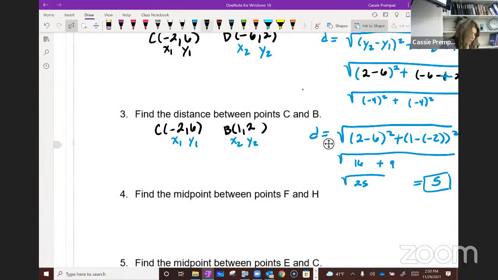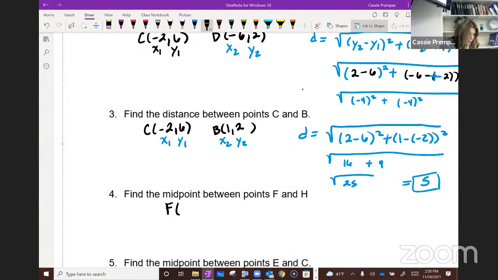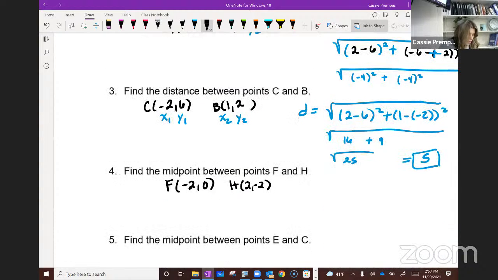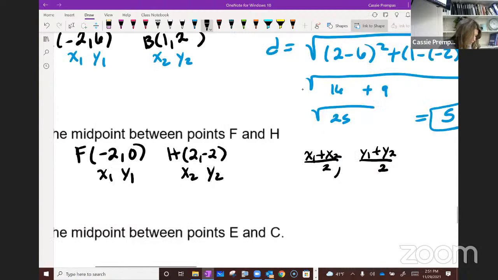So point F is at the location -2, 0. Point H is at the location 2, -2. And using the formula, the midpoint formula is add the x's together and find the average, so divide it by 2. Add the y's together, find the average, so divide it by 2. So we'd have to call one of those points our first point, the other point our second point, and we would plug it in. So we'd have -2 plus 2 divided by 2, 0 plus -2 divided by 2.